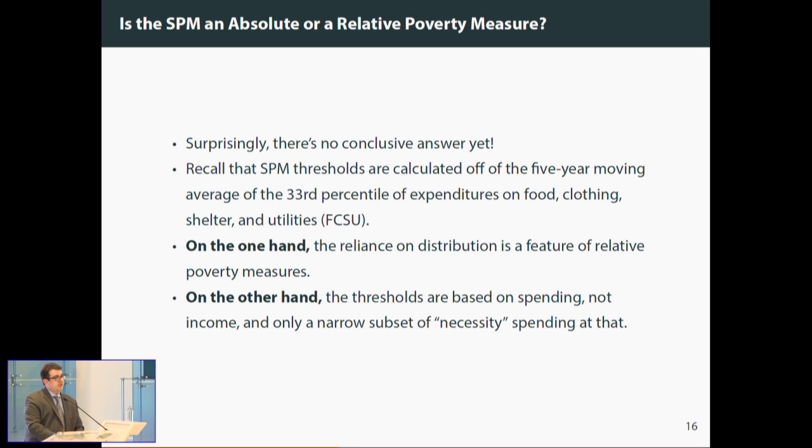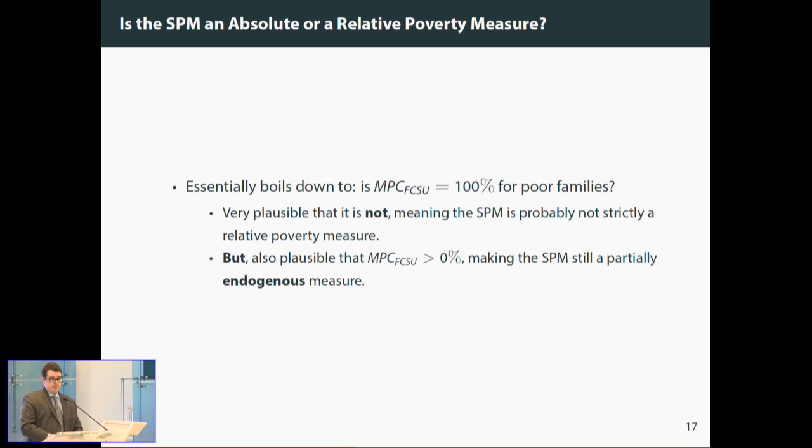What we're doing with the SPM is not taking a distribution of income. We're taking a distribution of expenditures, and not even all expenditures at that. We're taking a distribution of a very narrow subset of expenditures. So that may not make it a relative poverty measure. Not to get too technical, but really what it boils down to is, do we think that the marginal propensity to consume for a lower income family into this FCSU category is 100% from any policy change that you might simulate?